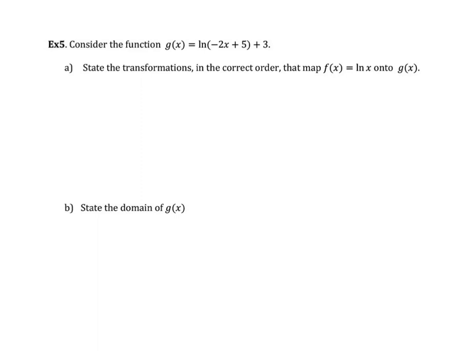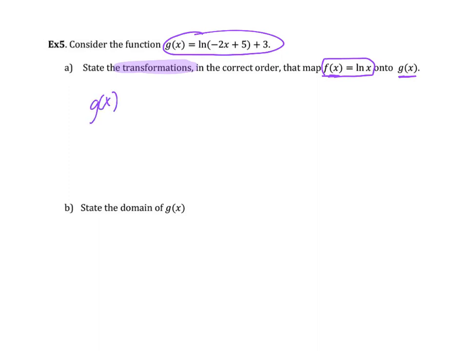Next, we have our transformations. You know how we like to bring this theme back. So let's try to identify what your transformations would be. Here's our function g of x: g of x equals ln of -2x plus 5, plus 3. We're going to state the transformations in the correct order that map the function f of x equals ln x onto g of x.